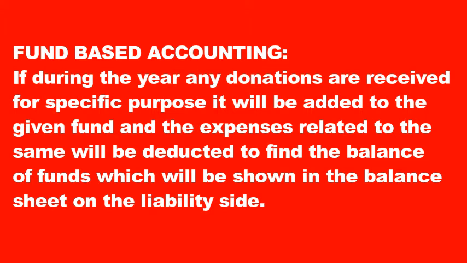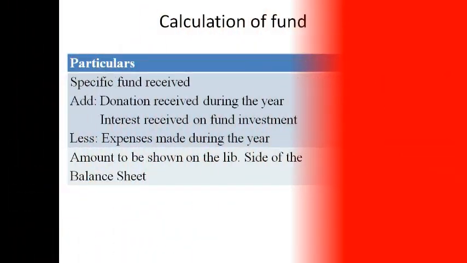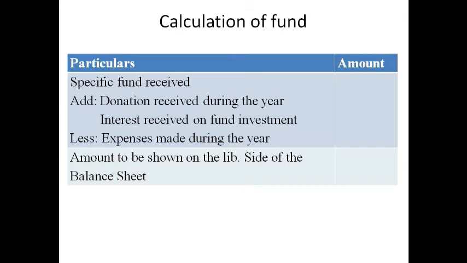So since it is for a specific purpose, this is a liability, therefore it will appear on the liability side of the balance sheet. So the following statement will show how the treatment is to be done. Now this is a statement showing calculation of fund to be shown in the balance sheet. Right on top, the specific fund which the non-profit organization has already received and is already appearing in the balance sheet. To that, suppose during the year any donations are received for that particular purpose, that is added back. Any interest received on the investment made of this fund is also added back to the specific fund.